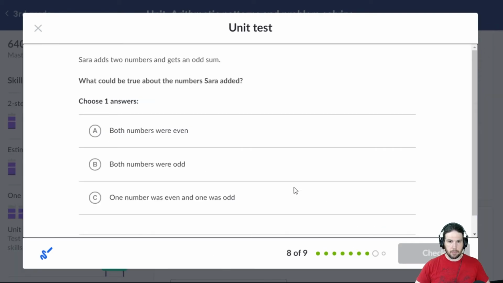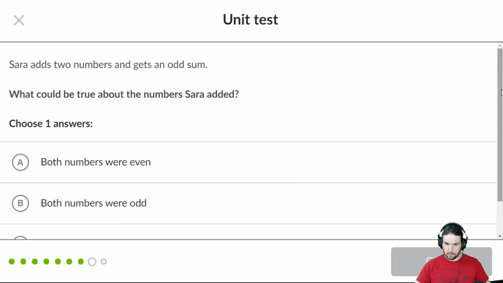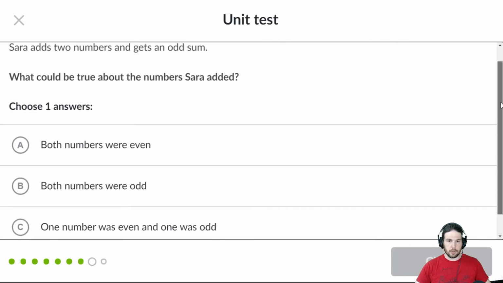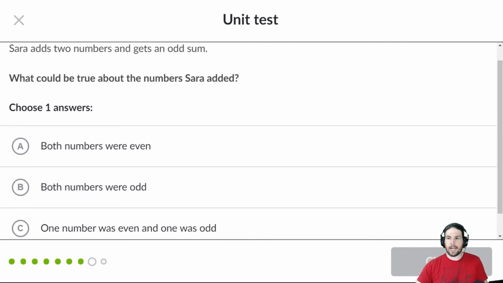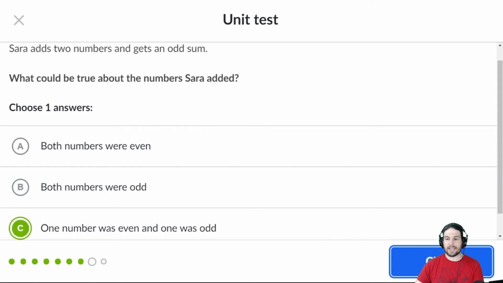Sarah adds 2 numbers and gets an odd sum. What could be true about the numbers Sarah added? Well, one has to be even and one has to be odd, and that is it.